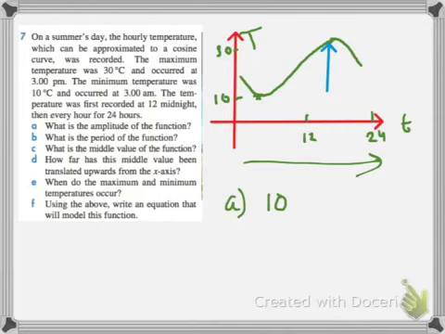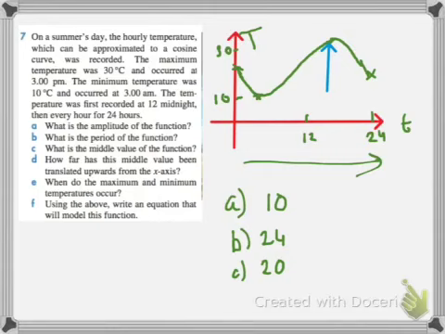Well, if we extend this graph a little bit, it's going to keep on going there, and it's going to go down to there. So pretty much the full wave is 24 hours, so our period is actually 24. The middle value of the function: we need to look at our maximum, which is 30, and our minimum, which is 10. So the middle value of the function, answer to C, is going to be 20.